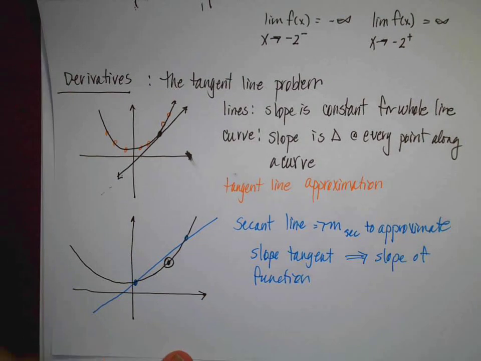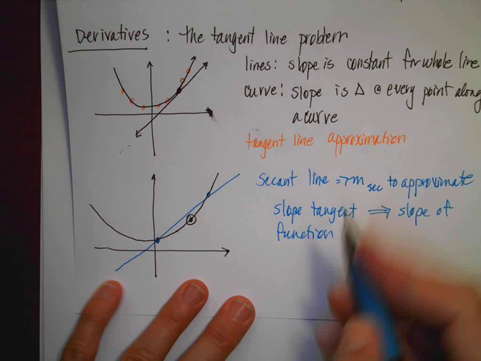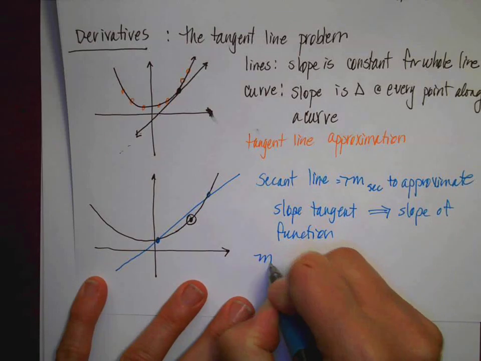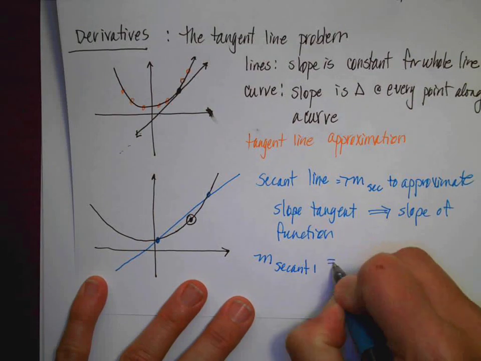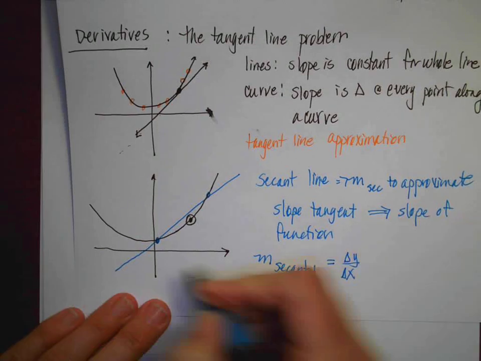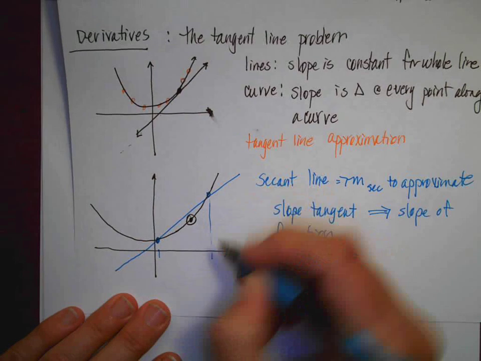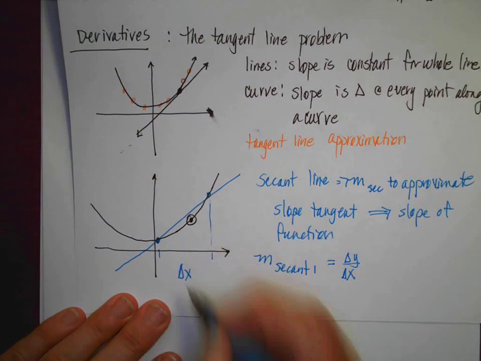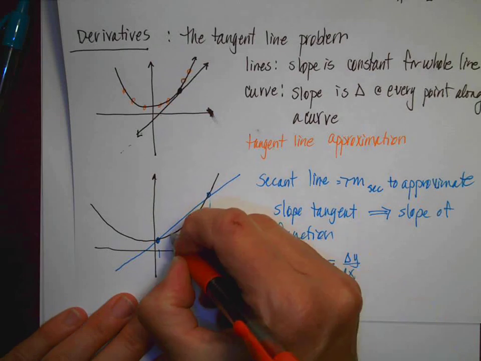So I can actually draw a series of secant lines. For my turquoise one, I'll scoot this up out of the way. I'm going to say the slope of secant 1 is going to be delta y over delta x. And so remember, these are my y values, and then this would be my delta x, okay? And that would give me one approximation.